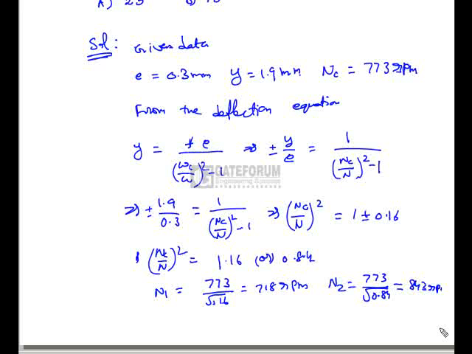This is the range of speed over which it is unsafe to run the shaft. So the range is given by 843 minus 718, which is equal to 125 rpm, and in the options the correct option is C.